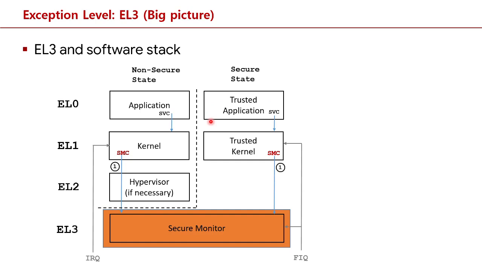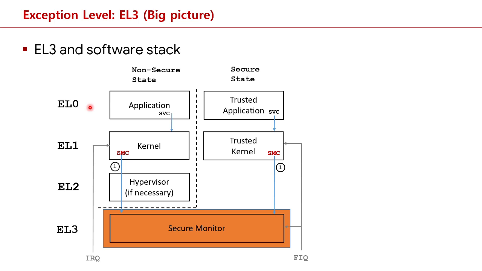Hello, welcome back. Now let's explore exception level 3. That is the highest exception level in Armv8-A architecture. So exception level 3 is the highest privilege level. It has full control over all of the hardware resources, such as any of the assembly instructions or any of the registers or memory addresses.